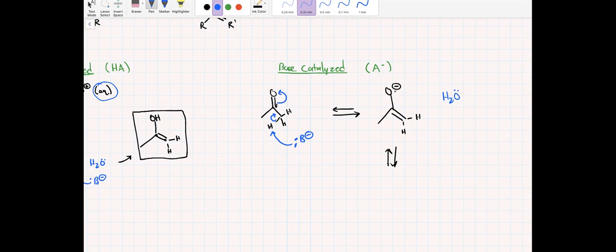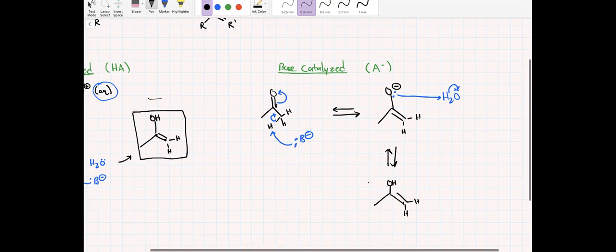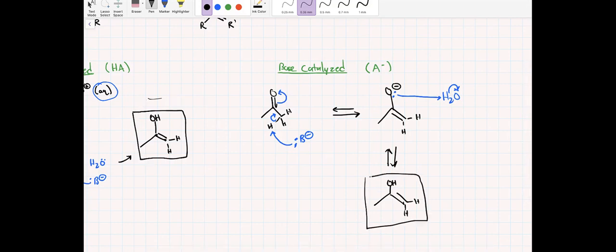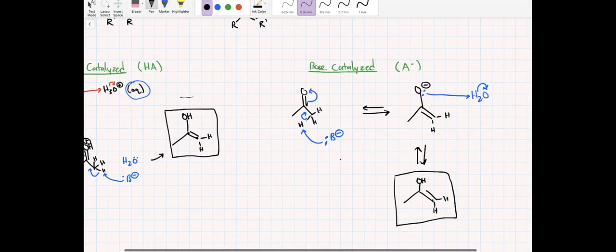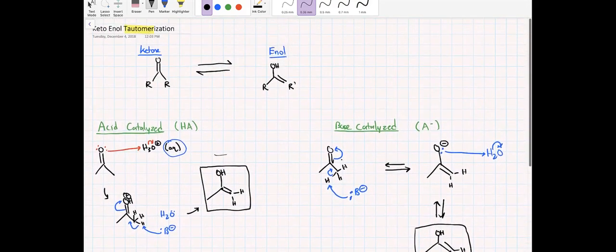So in this case, this negative oxygen is going to pull one proton off of that oxygen. It's going to act as an acid in this case. And we're going to form this molecule, which is, again, exactly the same as this one over here. So we just formed another enol under basic conditions. So clearly forming an enol from a ketone is possible in both types of conditions, acid and base catalyzed.